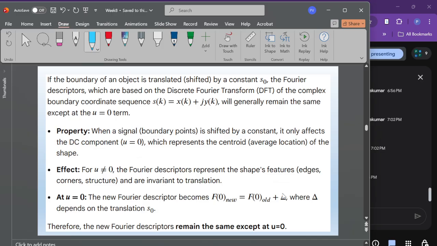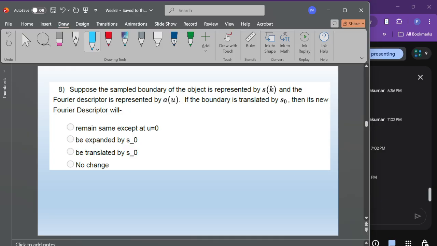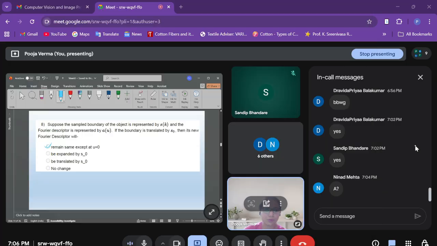And the effect will be, if u is not equal to 0, the Fourier descriptor represents the shape features, that is edges, corners, structures, and these are invariant to translation. And if it is at u equal to 0, the new Fourier descriptor becomes the old F0 plus delta, where delta depends on the translation s0. So that's why the new Fourier descriptor remains the same except at u equal to 0. Okay, this option is the correct option. I hope all of you have got this question.